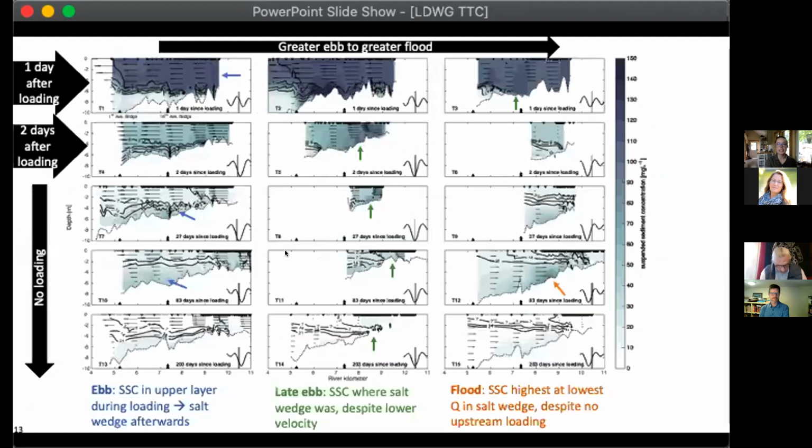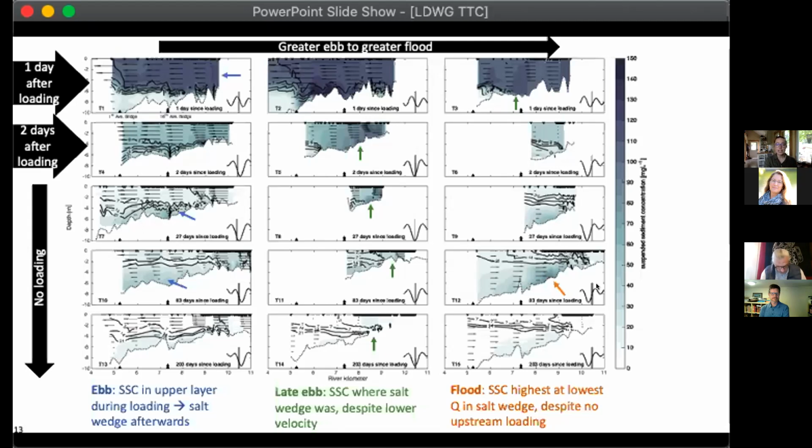So here is a more complete sample of long channel snapshots of suspended sediment in the estuary. Again, the tide is moving from left to right, and the top two rows are showing really high flow events, high river discharge, and so a lot of sediment coming into the estuary, which you can see because the shading is a lot darker. There's a lot more suspended sediment in the upper water column, especially. During the ebb, you see elevated suspended sediment at the toe and by the bridges, but you also see a transition from sediment being primarily in the upper layer during loading events to being in the salt wedge afterwards in the absence of loading.